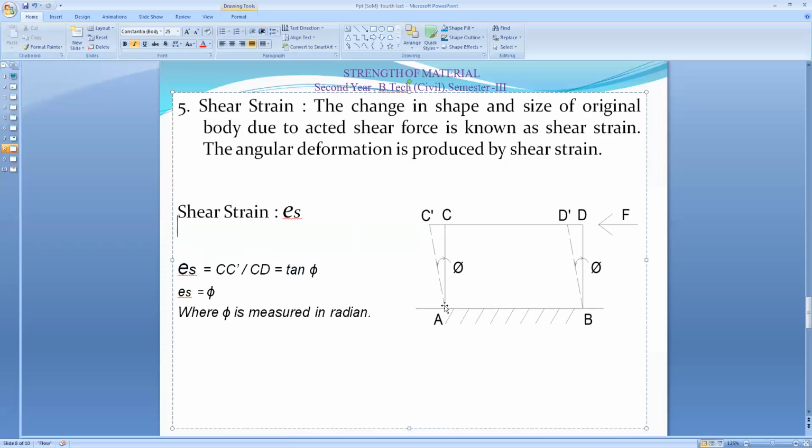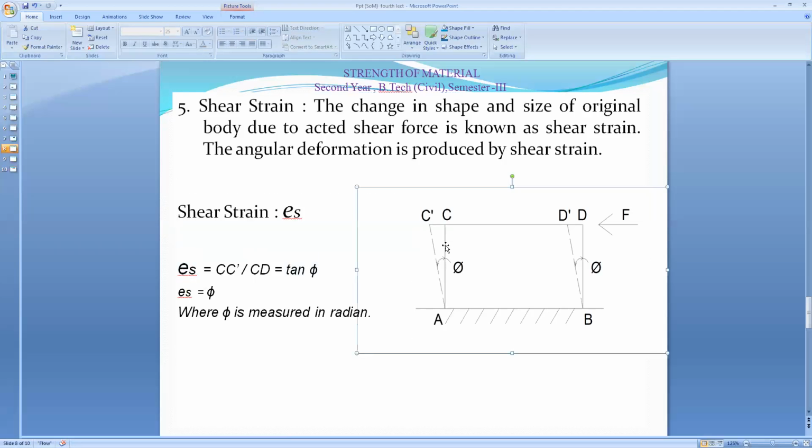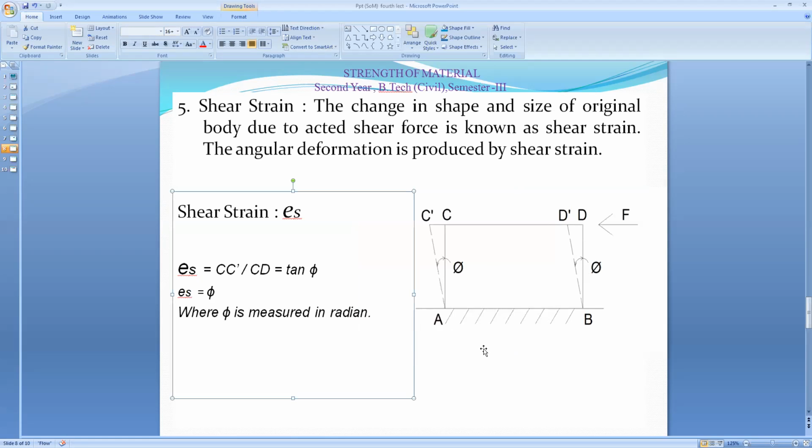Means what? Take tan A of this triangle: tan A means opposite side divided by adjacent side. We can get the tan of phi at point A, meaning CC dash divided by AC, or DD dash divided by BD. We can find out tan of phi.